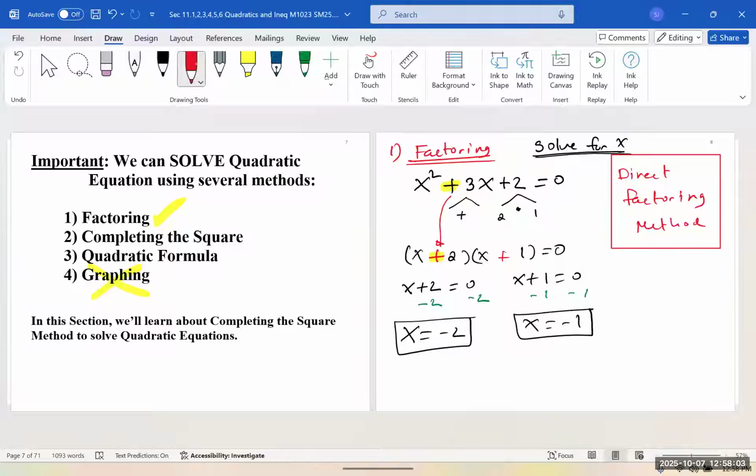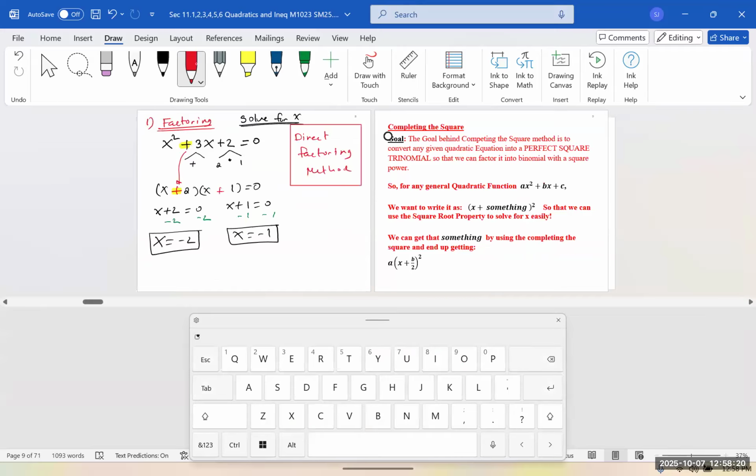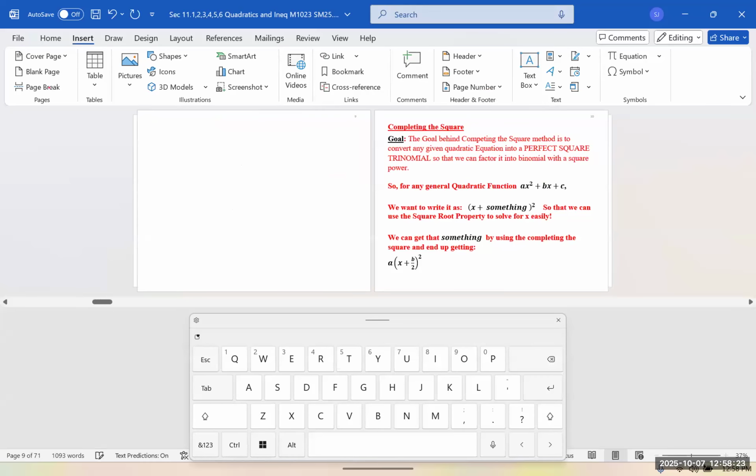But then factoring has many other scenarios. This is called direct factoring because we didn't do anything special. We just split our x squared and we split our constant. That's it. So we did it directly. However, not always will our life be this direct.